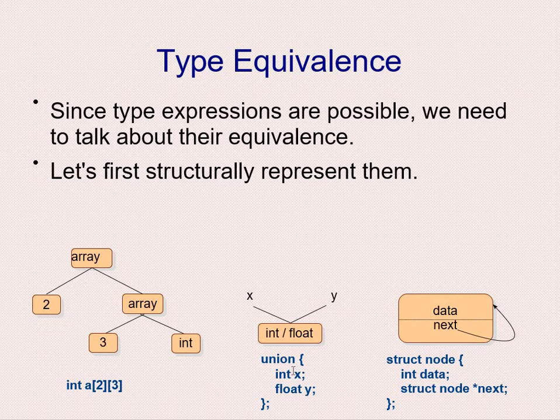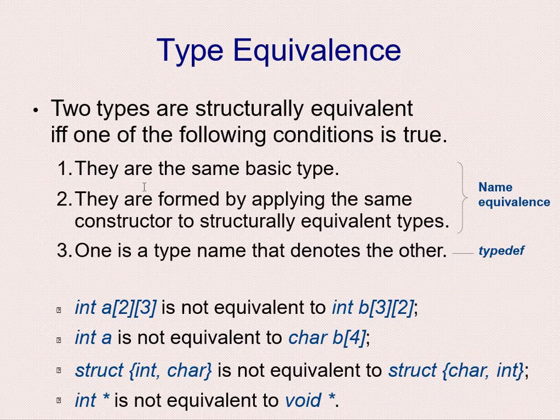Here this one is a union structure, where x is of data type integer and y is float. And one structure is there, where the node represents data and a pointer that points to the same node. The data is integer type and node is the pointer. Okay, so here we will see type equivalence.